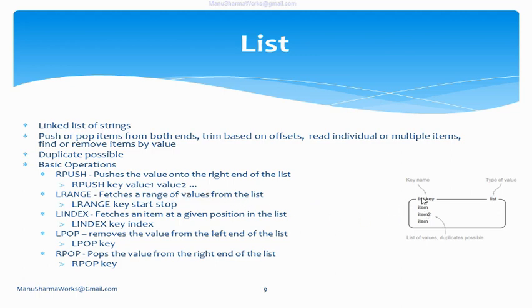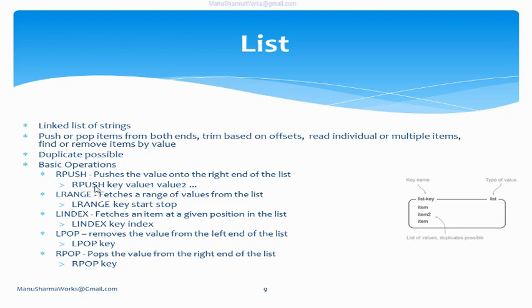We can write values from both ends, from the left hand side or from the right hand side. So there are push operations for pushing the value from left and right. RPUSH is writing the value from the right hand side, LPUSH is writing the value from the left hand side. And in order to remove, there are LPOP and RPOP. LPOP removes from the left hand side, RPOP removes from the right hand side. So these are the commands.